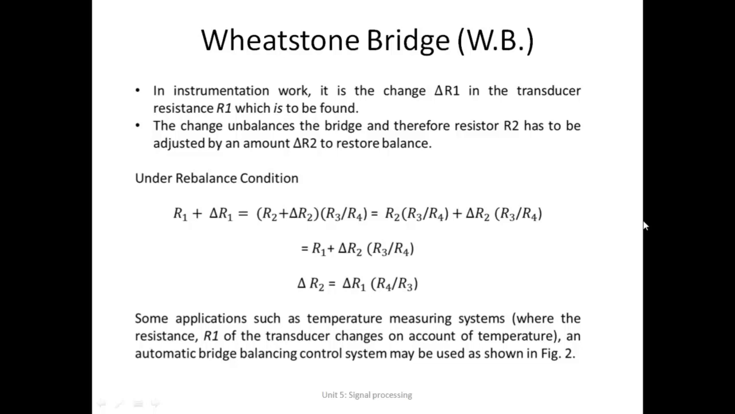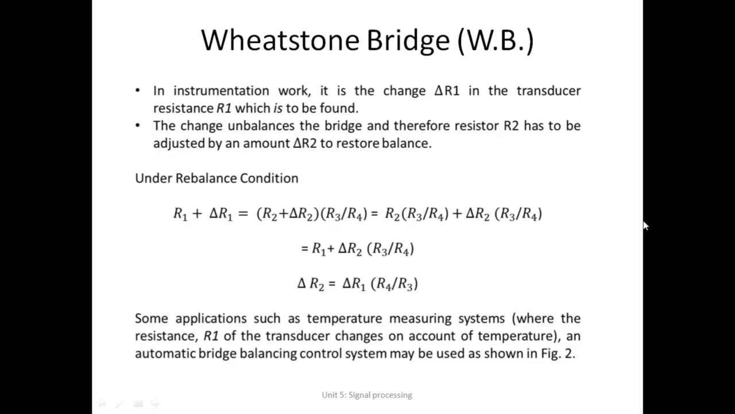Okay, bring the deflection to null, that is zero deflection. And then, using this formula, delta R2 is equal to delta R1 into R4 upon R3, I calculate delta R1, that is, the change in resistance that occurred in that strain gauge, and that change is calibrated in terms of pressure that we actually wanted to measure. So this is one method in which the null type functioning can be performed in a Wheatstone bridge.